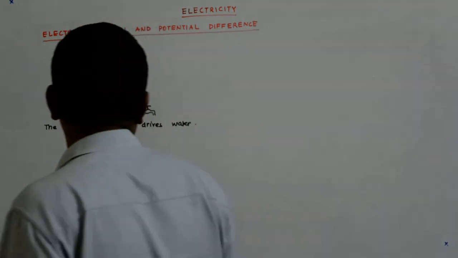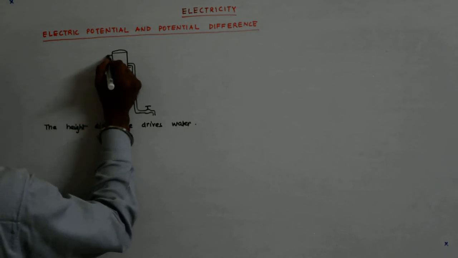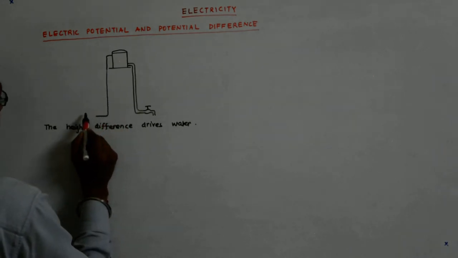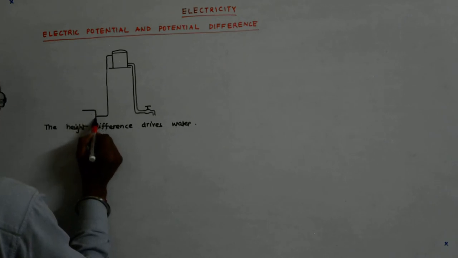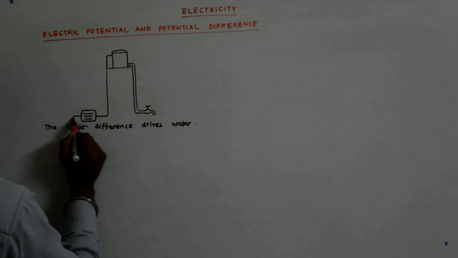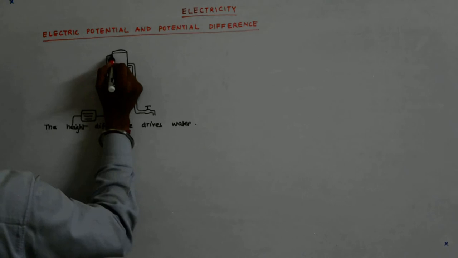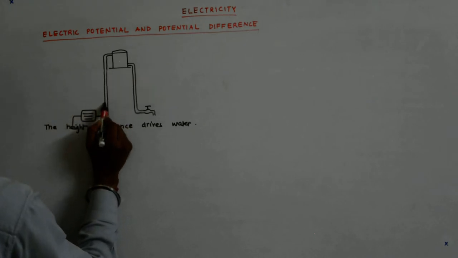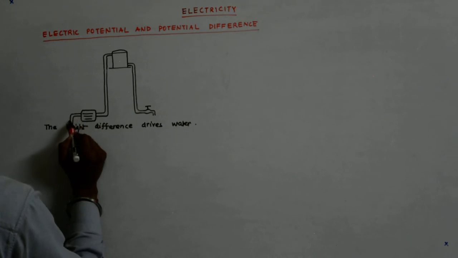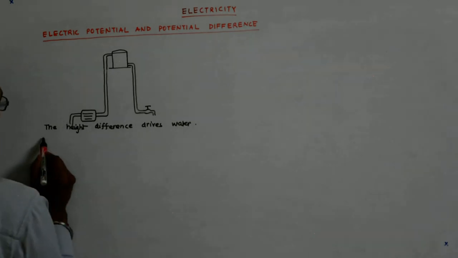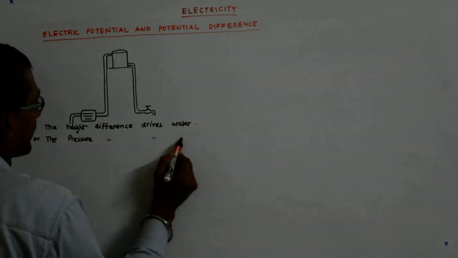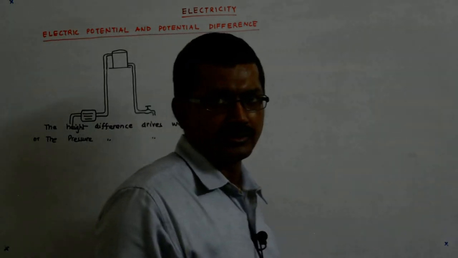Maybe there's a pipe from here through which I pump the water up. You could be pumping the water from this level, through maybe a tube well or something. How does that happen? Due to a pressure difference. The pressure difference drives water.